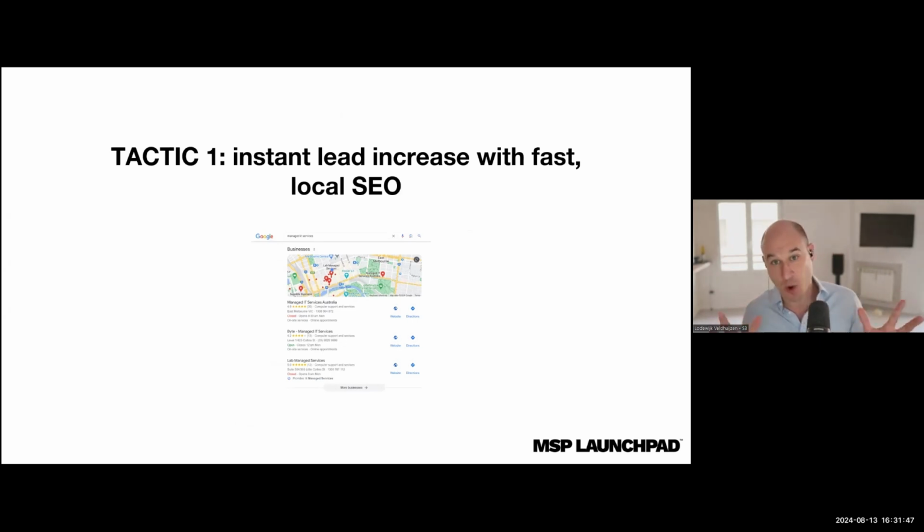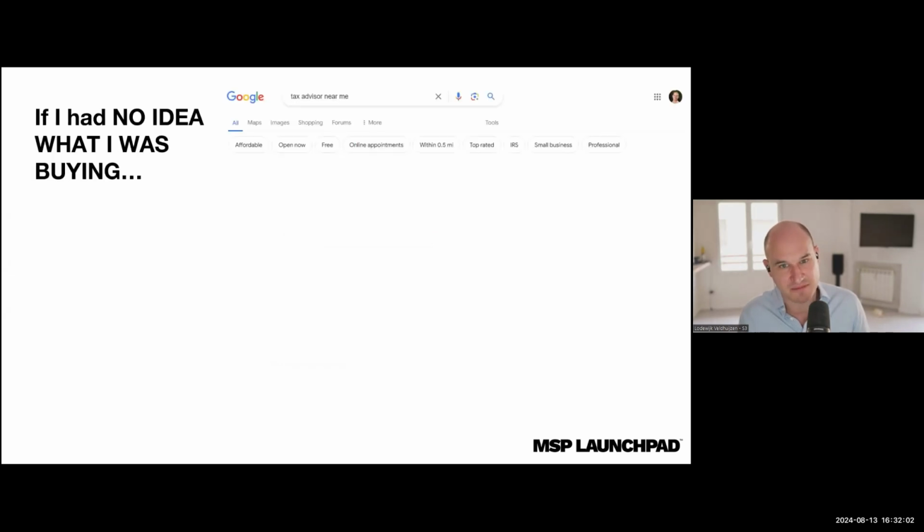So tactic one is basically local SEO. And local SEO is my favorite because it's fast, it's cheap, it's easy. And I mean, in fact, it's so easy that restaurants do this, right? So let's dive in and discuss it in a little bit more detail.